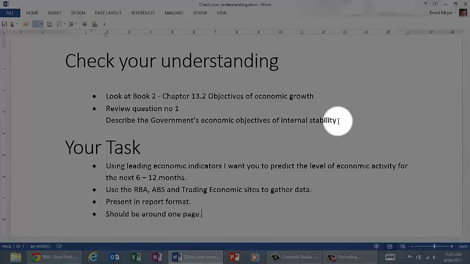Once you've done that, we're going to do other exercises, but one of your main tasks will be this. I want you to go back to the RBA, the ABS and the Trading Economics sites to gather data to present a report, and I want you to predict the level of economic activity for the next 6 to 12 months. Should be about a page. You can use lots of dot points, and I would say you would have to look at at least half a dozen to about 6 or 8 indicators to help you read the tea leaves, as I call them, to see what the level of economic activity is going to be and what direction the business cycle will take.